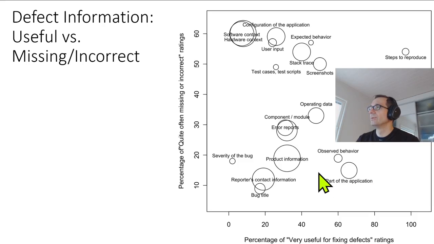Part of the application, which was considered very useful for fixing defects, is correct in most cases. Operating data is sort of in the middle, quite useful for fixing defects, and also quite often missing. Then the information that's not really a problem is bug title, not very useful, and nearly always there. Reporter's contact information, not so useful, always present. Severity of the bug, well, not useful at all, and quite often also reported correctly.